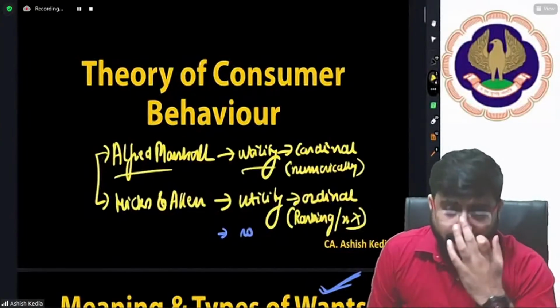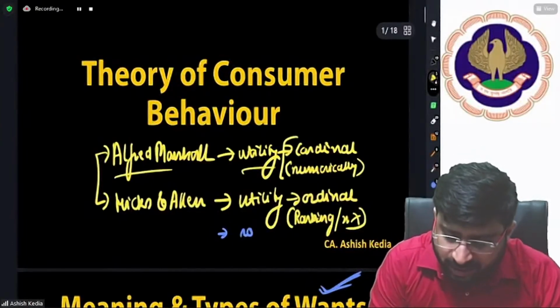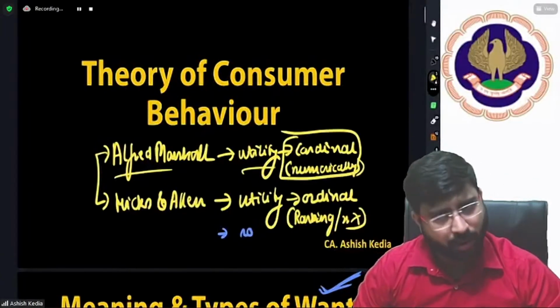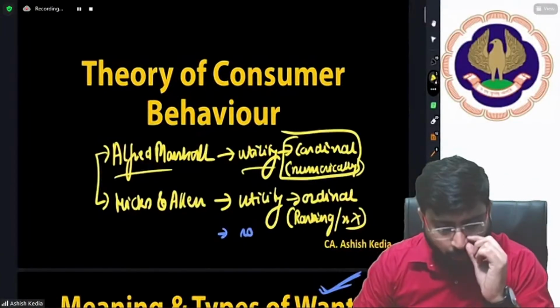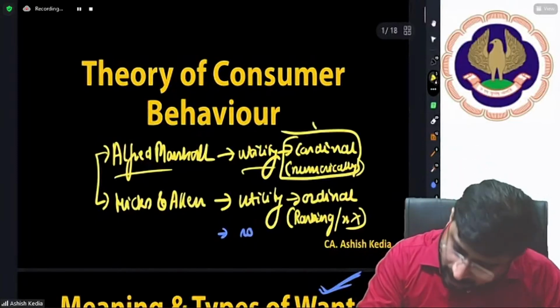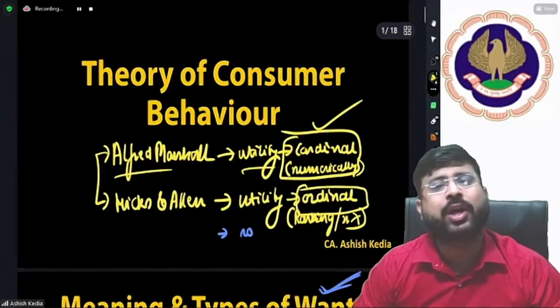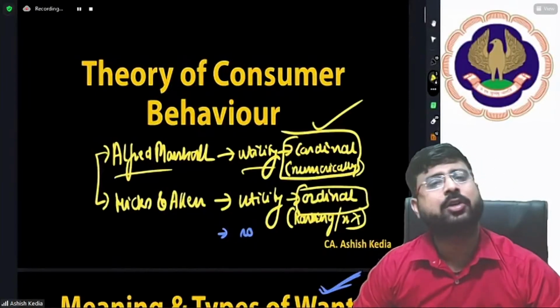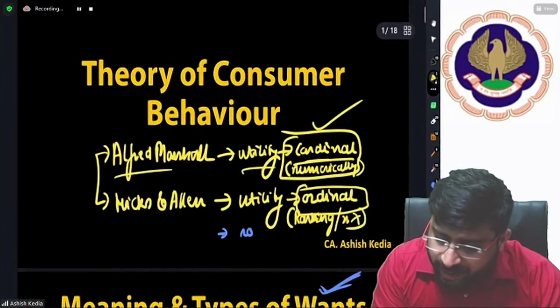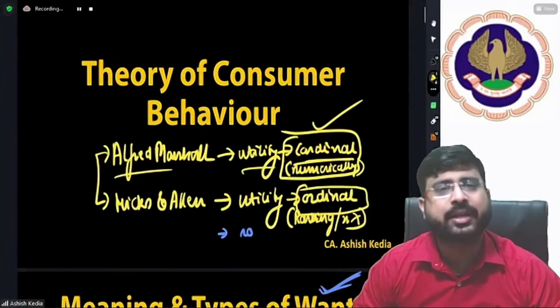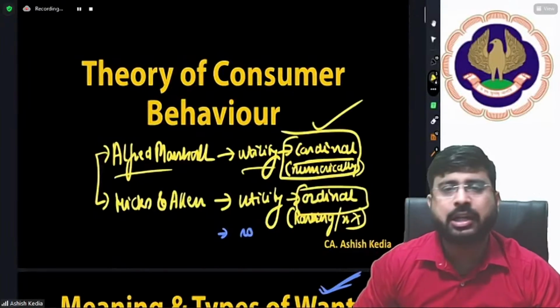But today, in our present class, we are concerned with the cardinal approach. We will talk about the ordinal approach later. Consumer behavior has both approaches to arrive at equilibrium: the cardinal approach as well as the ordinal approach. Both are a part of our syllabus. Our focus today is Alfred Marshall's approach, which is the cardinal approach. So let's talk about the cardinal approach.